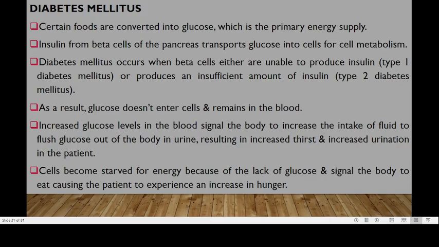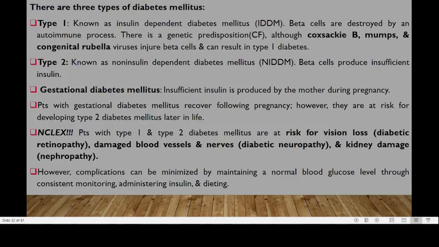So increased glucose level in the blood will signal the body to increase the intake of fluid to flush glucose out of the blood in urine, resulting in increased thirst and increased urination in a patient. So cells become starved for energy because of lack of glucose and signal the body to eat, causing the patient to experience an increase in hunger.